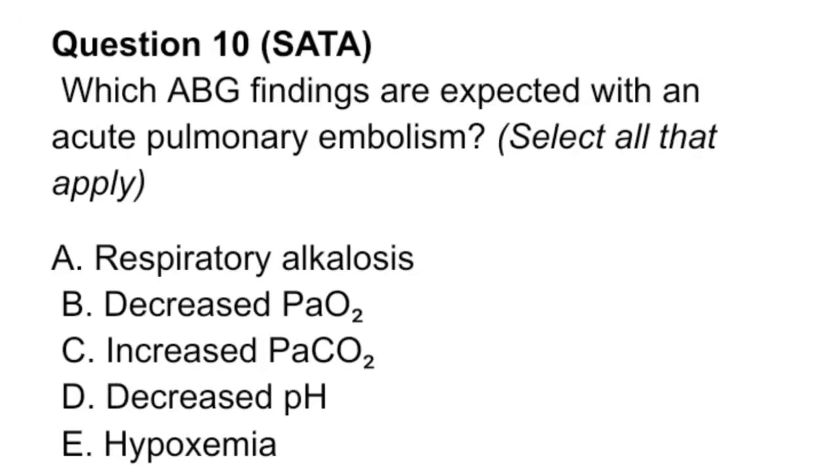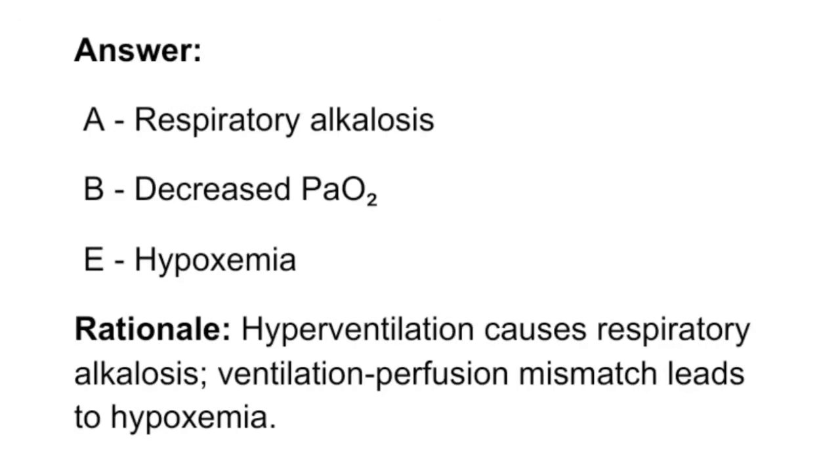Question 10. SATA. Which ABG findings are expected with an acute pulmonary embolism? Select all that apply. A. Respiratory alkalosis. B. Decreased PaO2. E. Hypoxemia. Answers. A. Respiratory alkalosis. B. Decreased PaO2. E. Hypoxemia. Rationale. Hyperventilation causes respiratory alkalosis. Ventilation perfusion mismatch leads to hypoxemia.